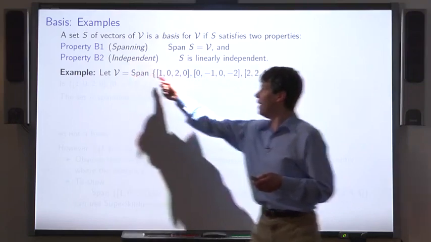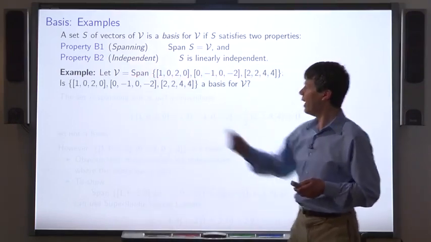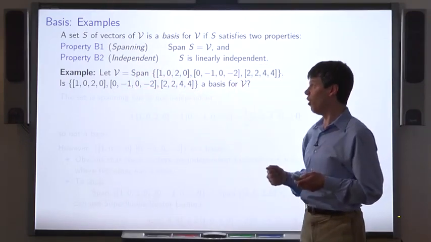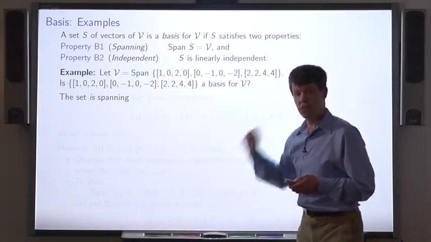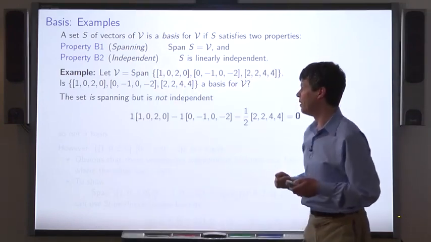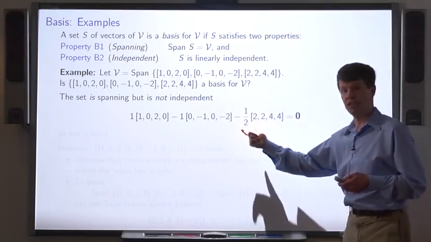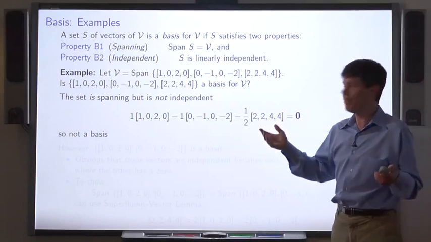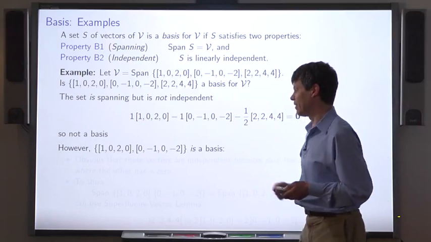Let big V be the span of these three vectors. Is this a basis for big V? Well, no. We've seen that though this set is spanning, it's not linearly independent. In fact, here's a non-trivial linear combination that equals the zero vector. So it's not a basis. On the other hand, if we take one of these vectors out, it is a basis.